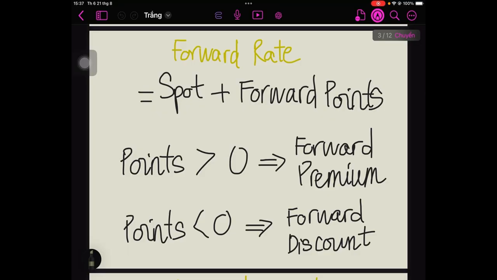Here's the key idea. The forward rate is calculated by taking the spot exchange rate and adjusting it by the forward points. If the forward points are positive, we add them to the spot rate, and the base currency is trading at a forward premium. If the forward points are negative, we subtract them from the spot rate, and the base currency is trading at a forward discount. So the terminology is straightforward: positive forward points is premium and negative forward points is discount.